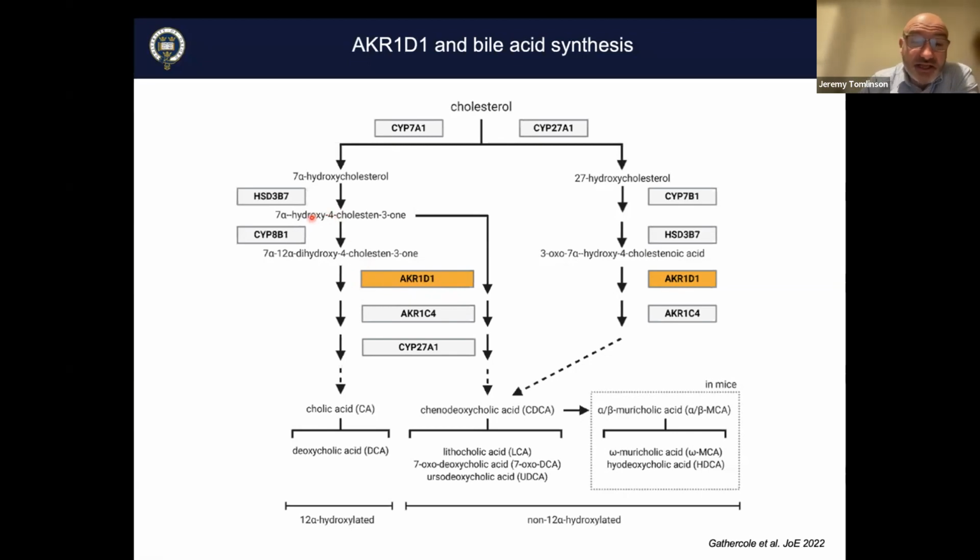As you can see here, AKR1D1 sits within this pathway, and the substrates for AKR1D1 that we're going to talk a little bit more about are the 7-alpha hydroxycholesterol and the 7-alpha, 12-alpha dihydroxycholesterol. And also this oxysterol here is 7-alpha hydroxycholestenoic acid, or 7-HOCA. And those are important substrates that I'm going to come on to a little bit later. But as you can see, this is all crucially important for the generation of your primary bile acids, cholic acid and chenodeoxycholic acid.